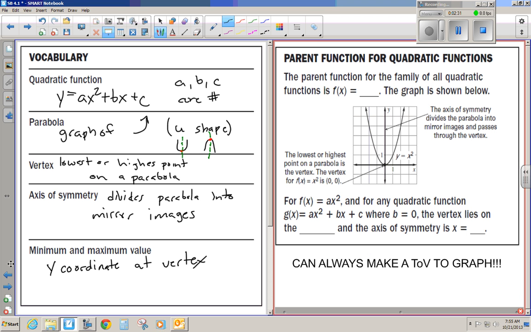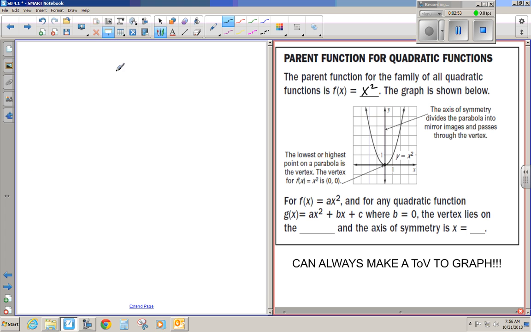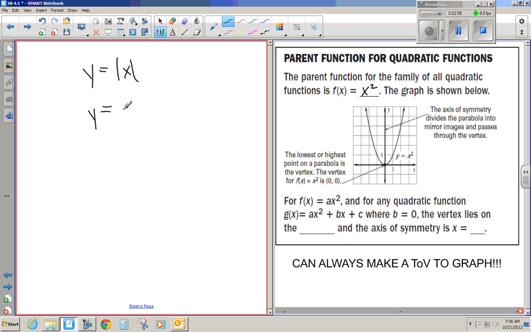All right, now we're going to be spending some time learning how to graph these. So the parent function of the family of all quadratic functions is f of x, or y, equals x squared. So they all start off as x squared, just like the parent function for absolute values was y equals the absolute value of x. The parent function for linear equations was y equals x. That's how parent functions work. They're the most basic. They always go through the origin. The vertex is 0, 0. The axis of symmetry divides straight through.